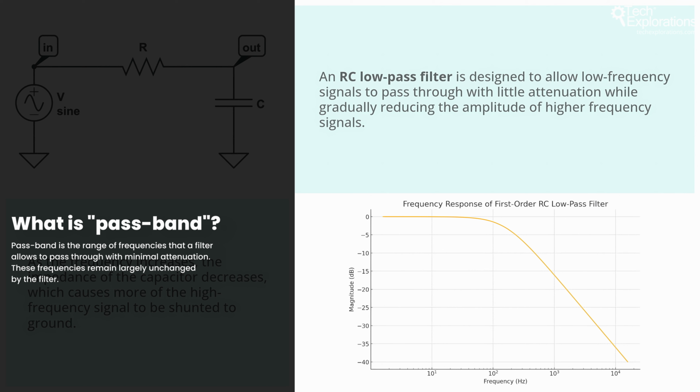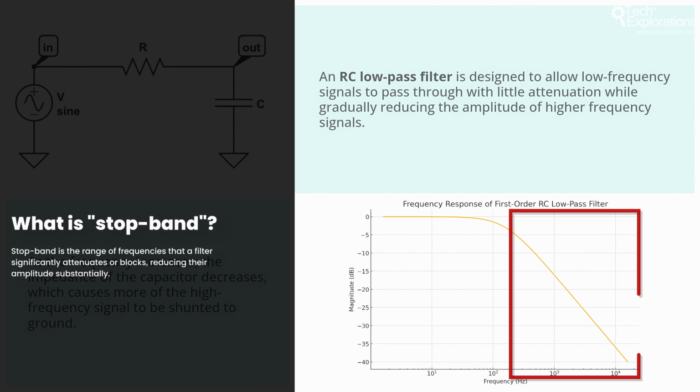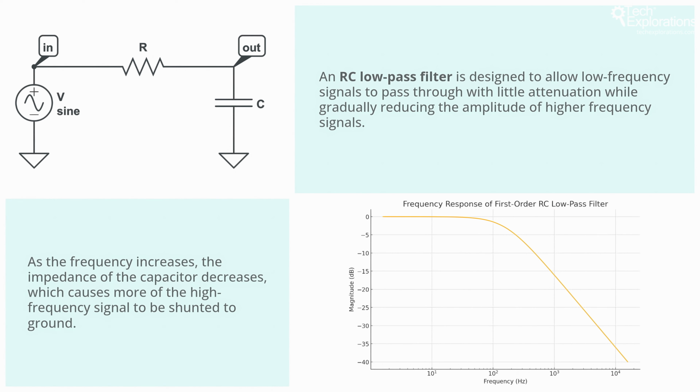Quick definition here. What is pass band? You probably already know about it, but just in case. The range of frequencies that a filter allows to pass through with minimal attenuation is pass band. These frequencies remain largely unchanged by the filter. And the opposite of pass band is stop band. The range of frequencies that a filter significantly attenuates or blocks, reducing their amplitude substantially, is called stop band.